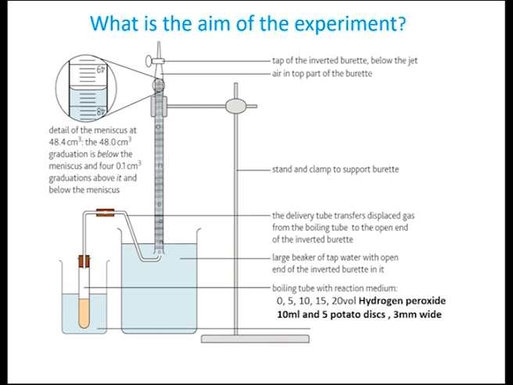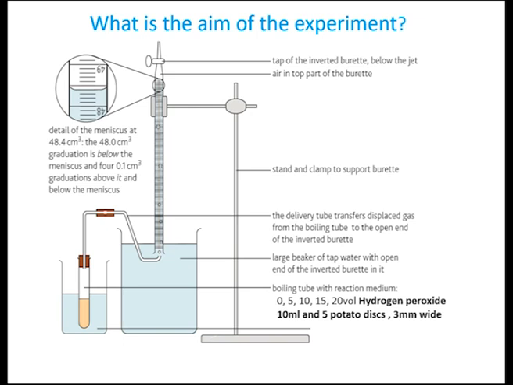So looking at our experiment setup, we've got a burette here that's turned upside down and it's full of water. That burette is connected to a test tube via a delivery tube. Inside that test tube is our substrate and our enzyme. What will happen is that hydrogen peroxide will break down, and when it breaks down, it will release oxygen as a product. And you can see the bubbles of oxygen going into the burette.